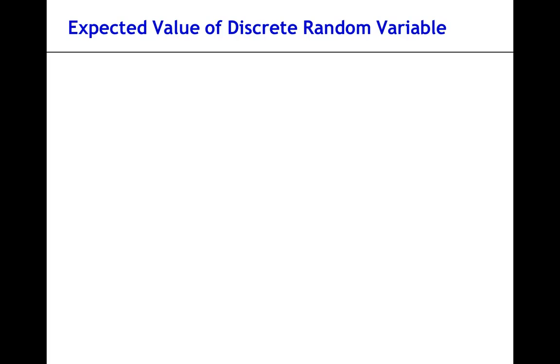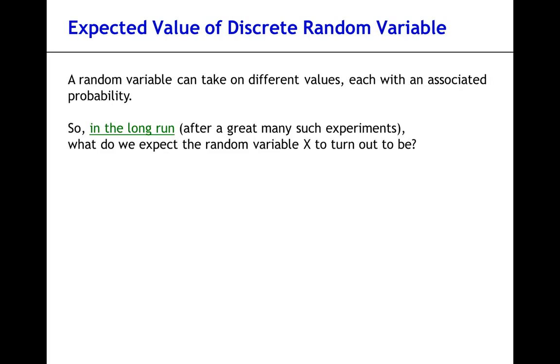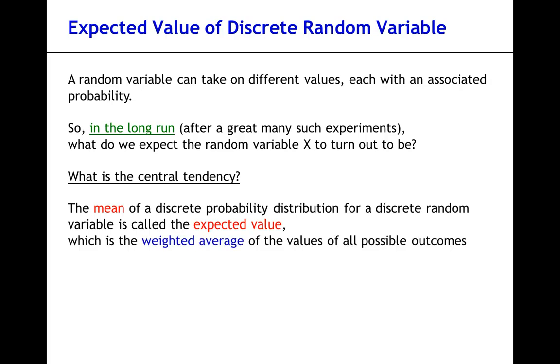We know that a random variable can take on different values, each with an associated probability. So with so many different values, what do we expect the random variable x to turn out to be in the long run after conducting many experiments? The expected value will tend towards the mean of the discrete random variable, which is the weighted average of the values of all the possible outcomes.